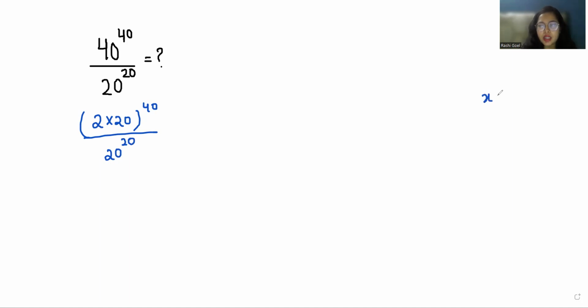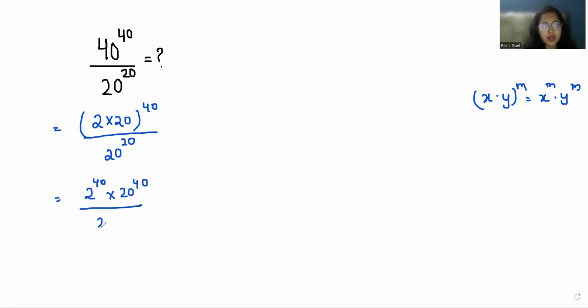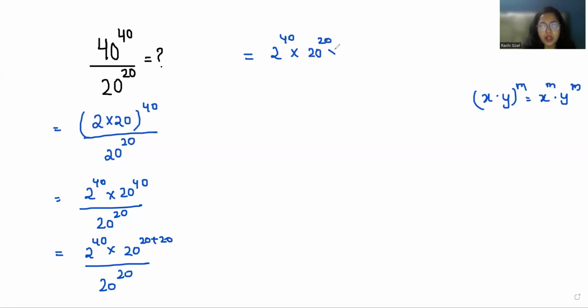Now exponent rule: x times y whole power m, we can write as x power m times y power m. So it becomes 2 power 40 times 20 power 40 by 20 power 20. Now 20 power 40 we can write as 20 power 20 plus 20, by 20 power 20. Now 2 power 40 times, again using this rule, it becomes 20 power 20 times 20 power 20 by 20 power 20.